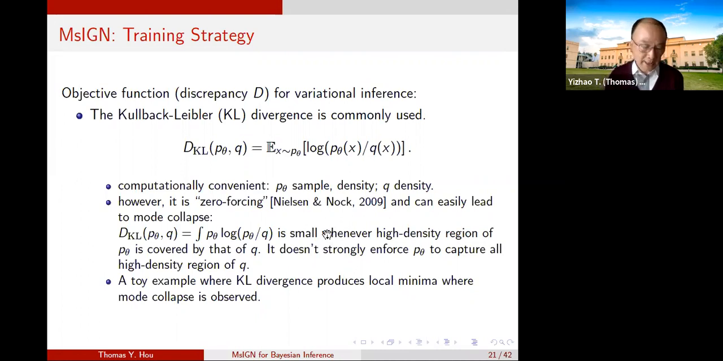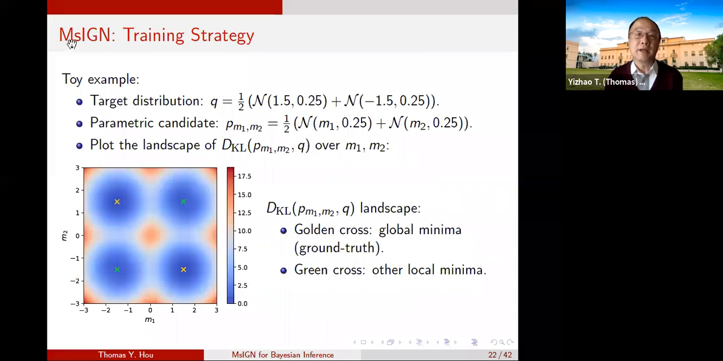So let me give you a toy example to illustrate this problem. For example, in this toy example, I have a sum of 2 Gaussians, one with the mean centered at 1.5, one centered at minus 1.5. Then you can use a parametric family candidate where you find M1, M2, right? This is the mean, M1, M2, right?